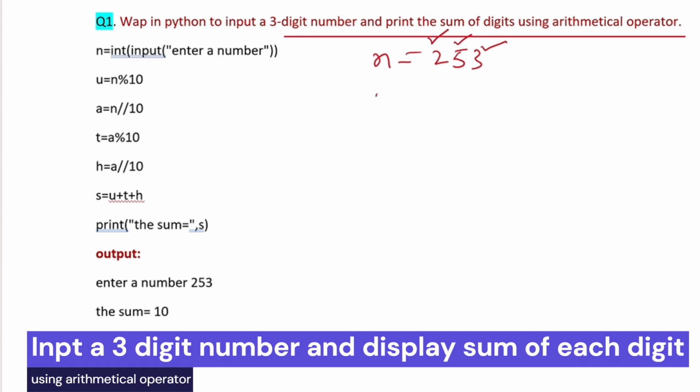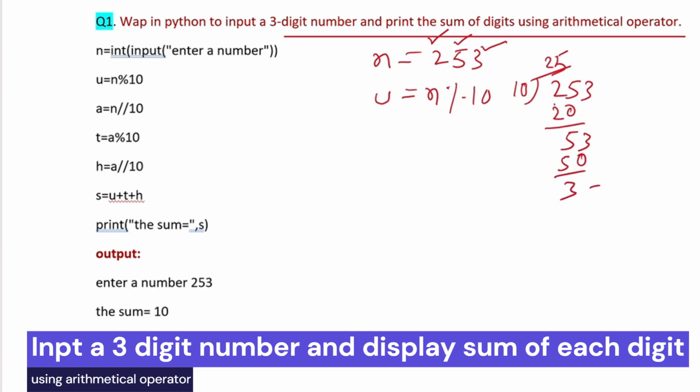Now, how can you find the unit digit? Unit digit equal to n modulus 10. That means, when you divide the number 253 by 10, 10 times 2 is 200, 10 times 2 is 20, then this is your 53. 10 times 5 is 50. So your remainder is 3. This is your remainder part.